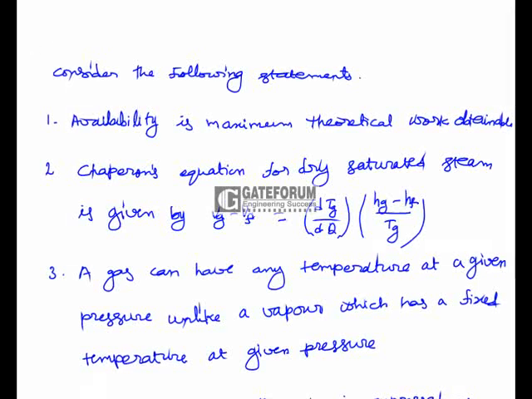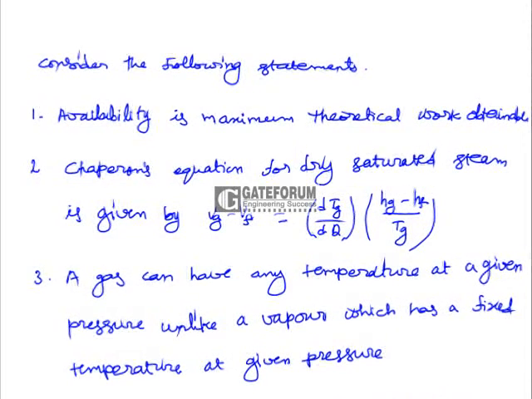Consider the following statements. Availability is the maximum theoretical work obtainable, and the second one is the Clapeyron equation for dry saturated steam. Here the Clapeyron equation for dry saturated steam is given by Vg minus Vf is equal to dTg by dq into (Hg minus Hf) by dTg. And the third statement is, a gas can have any temperature at a given pressure unlike a vapor which has a fixed temperature at a given pressure.